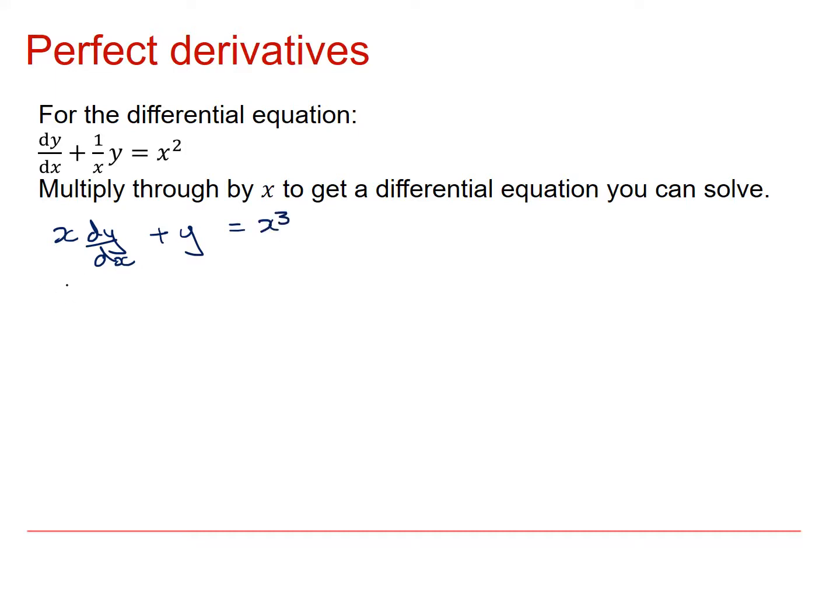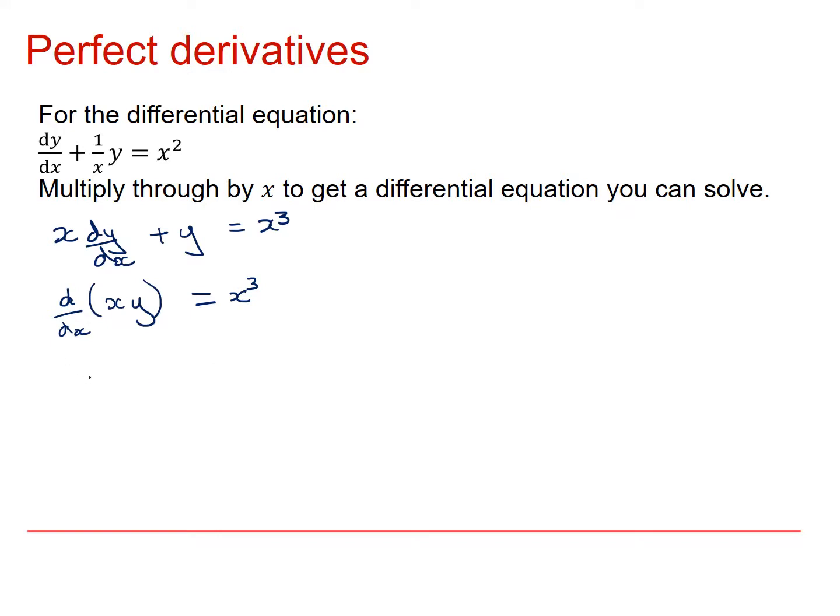Now look at this left-hand side for a second. This is really just the derivative, d by dx, of xy. Remember, if we differentiate xy, it's a product, so we'll get x times the derivative of y plus the derivative of x, 1, times y. And so my equation becomes that. And this is something that we can solve just by integrating with respect to x.